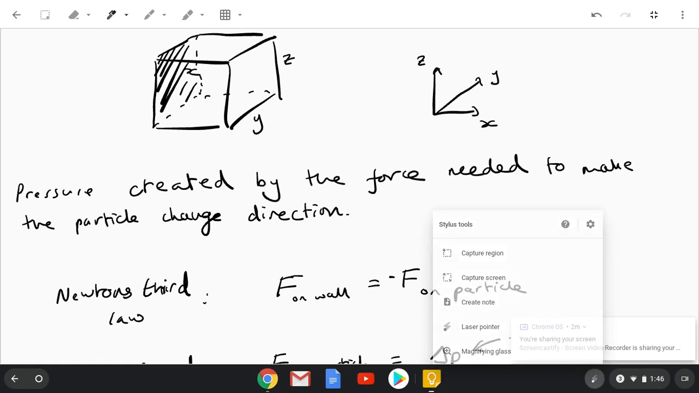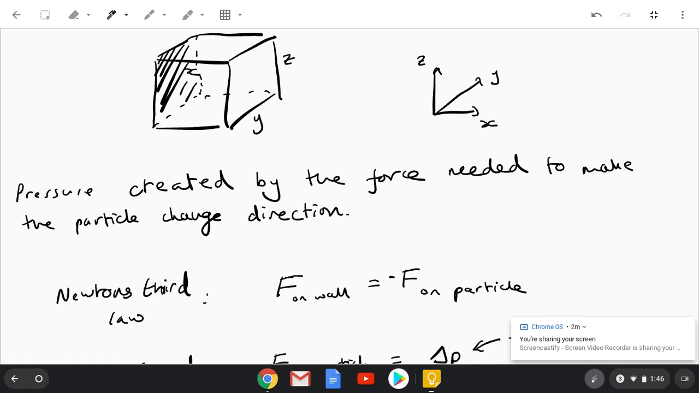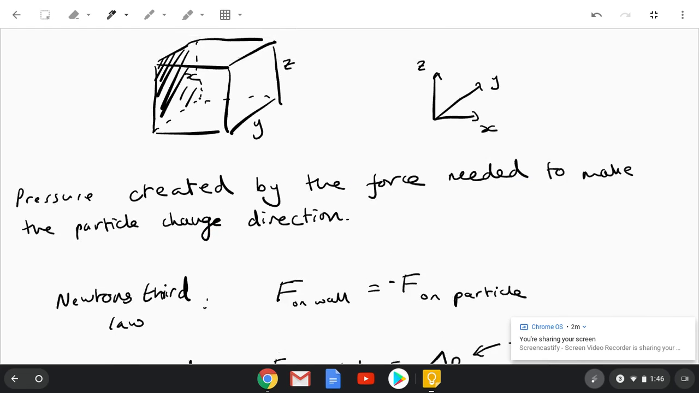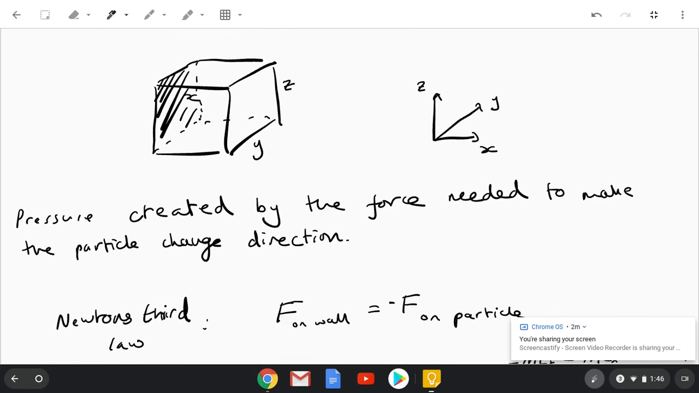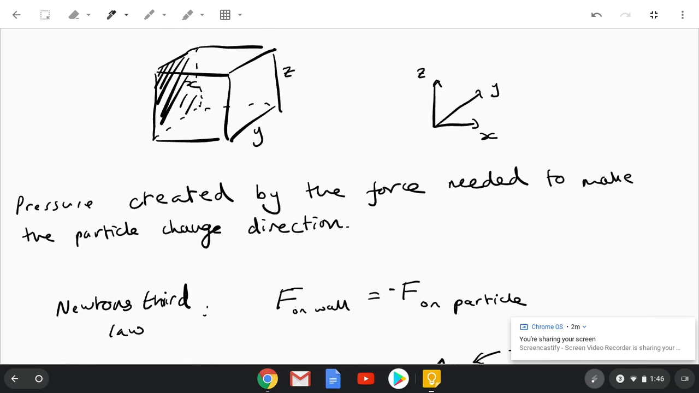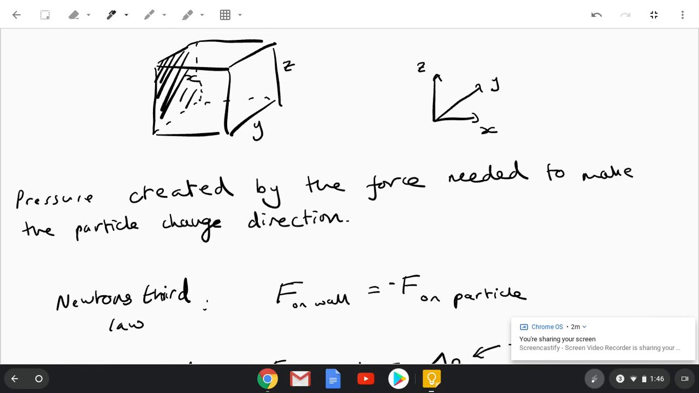The pressure is created by the force needed to make the particle change direction. So Newton's third law is what we're going to start off with. If this particle moves in the x direction, back and forward, left and right, it hits the wall, bounces back, hits the other wall, and continuously bounces left and right.